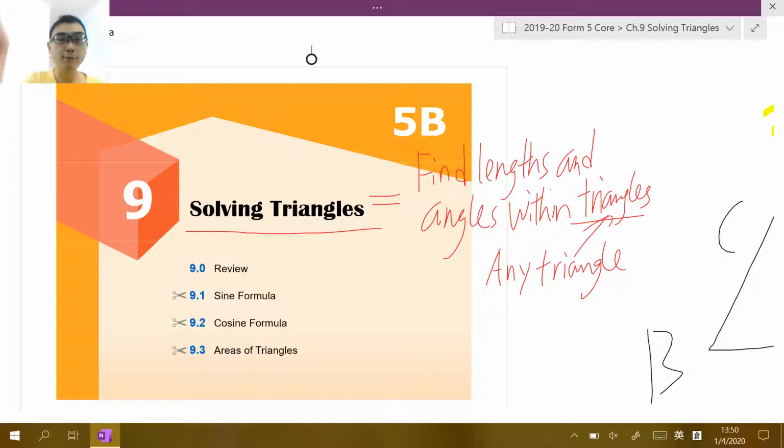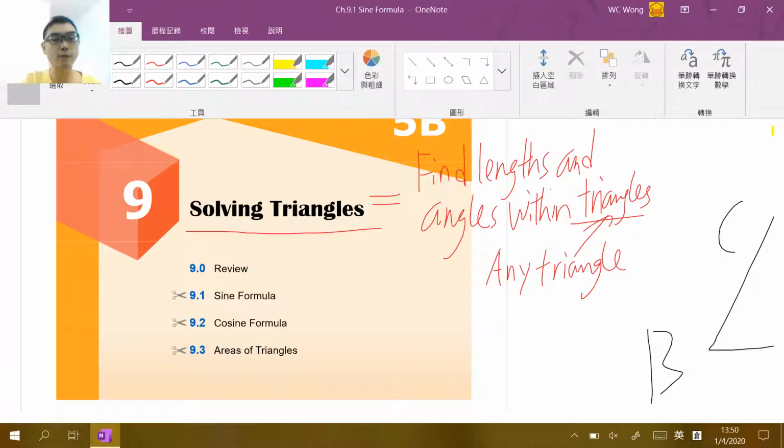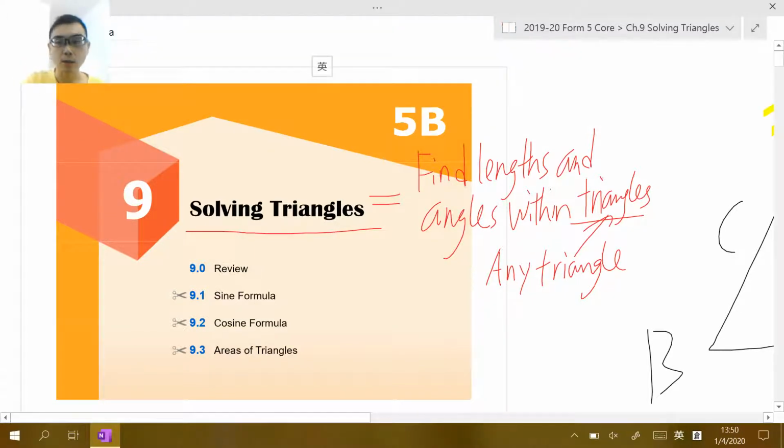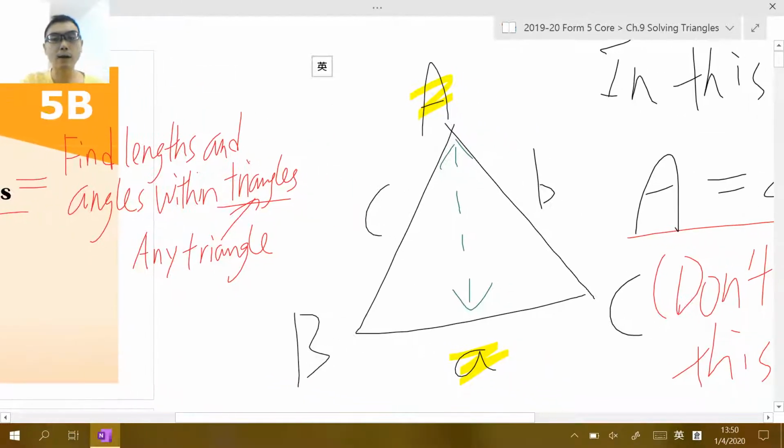Okay, before I go to the first session that I want to tell you today, which is the sine formula, I would like to give you some basic notation of this chapter. First of all, when we talk about any triangle, say I'm drawing an acute angle triangle like this one, acute angle triangle means all angles are less than 90 degrees. So you can see this triangle is an acute angle triangle. We notice that this triangle has A, B, C as the 3 vertices.